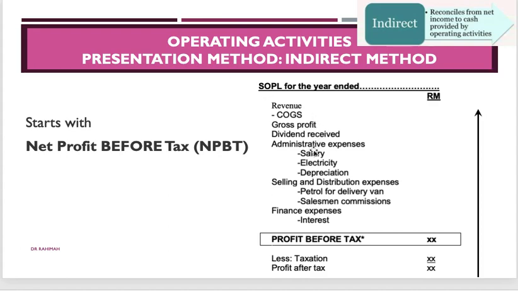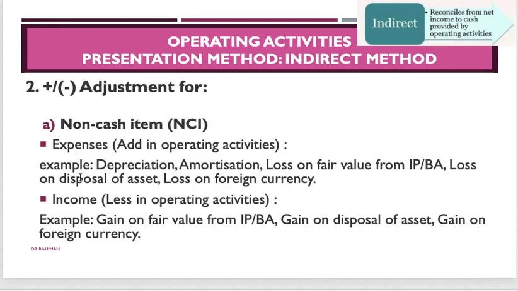If it is expenses in the SOPL, you deduct, so in the cash flow you have to add back. If it is income non-cash item, if it is income in the SOPL, it is added, so in the cash flow you have to minus, so the direction is opposite. Okay, so these are some examples that I also mentioned earlier, those non-cash items that you need to adjust.